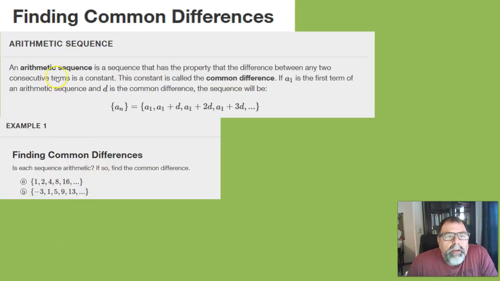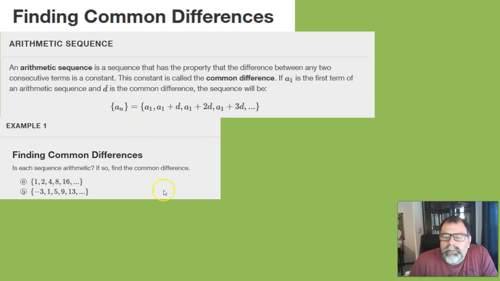Alright, so let's define an arithmetic sequence. An arithmetic sequence is a sequence that has the property that the difference between any two consecutive terms is a constant. This constant is called the common difference. If a sub 1 is the first term of an arithmetic sequence and d is the common difference, the sequence will be a sub 1, a sub 1 plus d. Then you add d again, so you get a sub 1 plus 2d. Then you add d again, you get a sub 1 plus 3d.